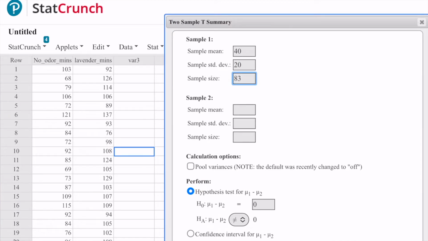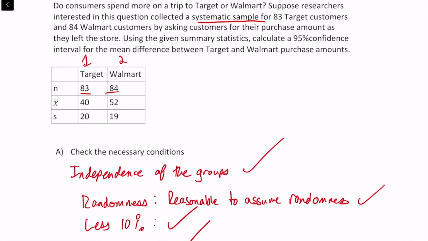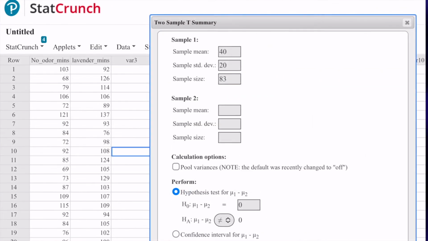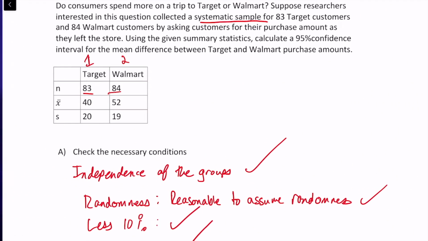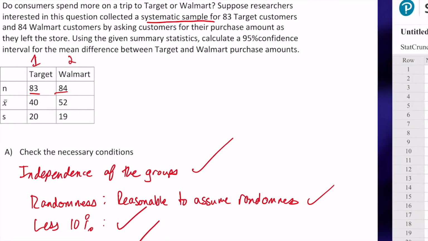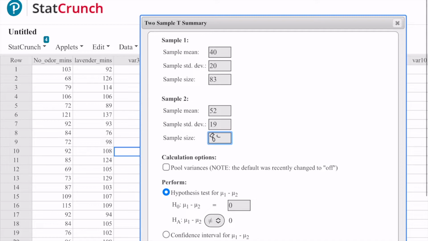Okay. Sample 2 was Walmart, and they had a sample mean of 52 with a standard deviation of 19 and a sample size of 84. Okay, so be careful how you enter these values in here.